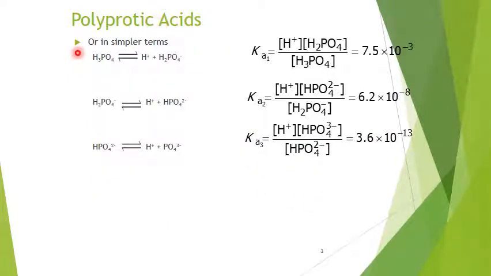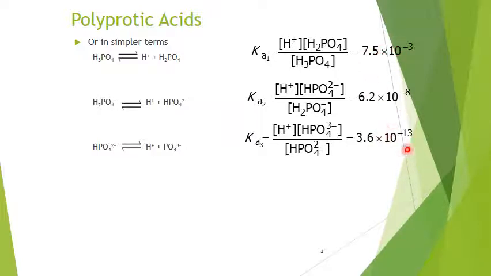Okay, so here's the first one: H3PO4 gives off the H plus, and this is the Ka. The second one, H2PO4 minus, gives off the H, and now makes HPO4 2 minus. Then finally, this guy completely dissociates, and so you have H plus and PO4 3 minus.